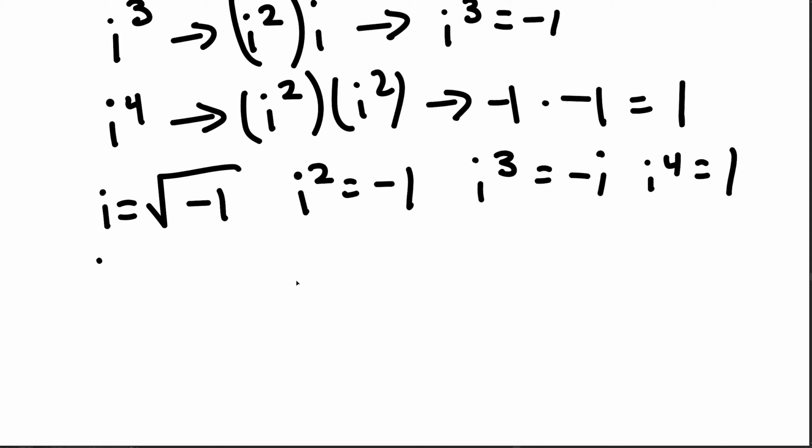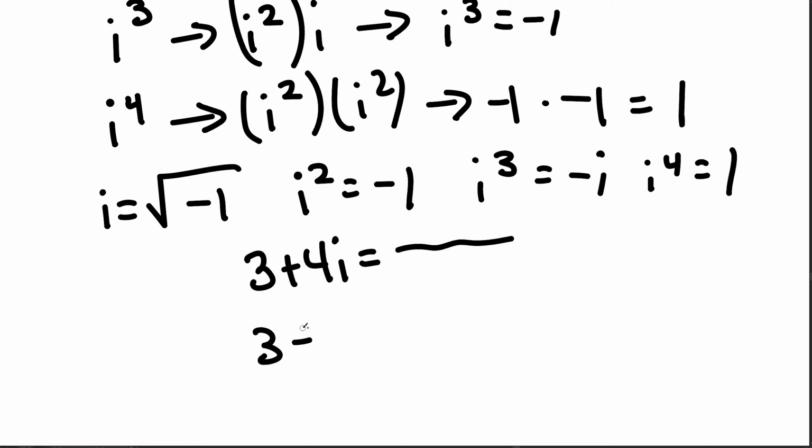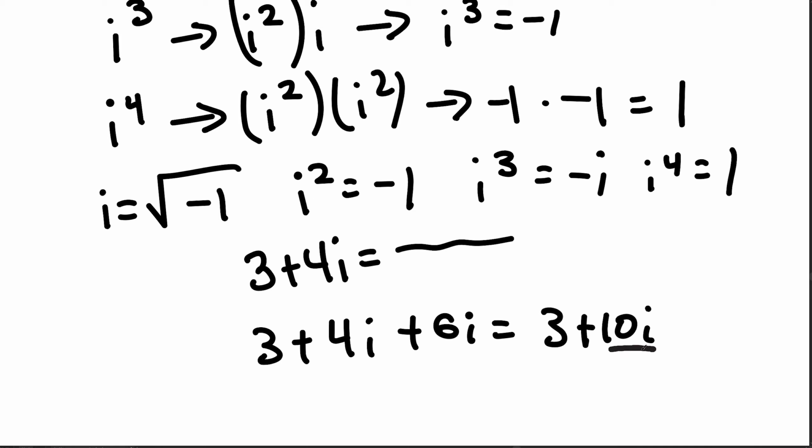Alright, so this is going to be expressions with complex numbers. So 3 plus 4i is equal to something else. You can also add them together. So 3 plus 4i plus 6i, that'll just be 3 plus 10i. You could just add those terms together. Just think of it like a variable.